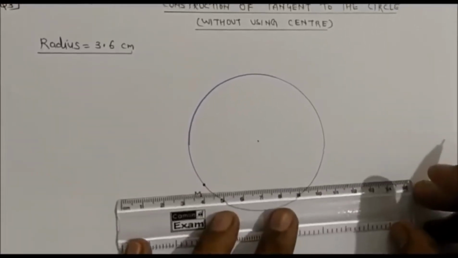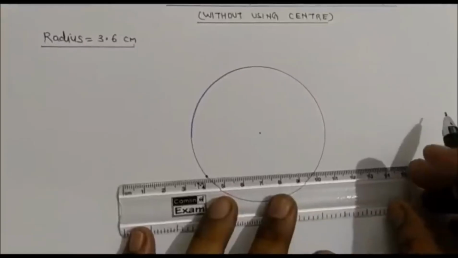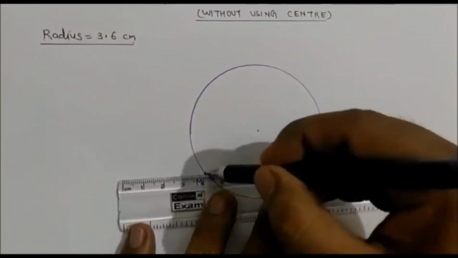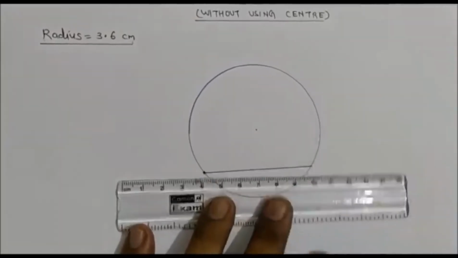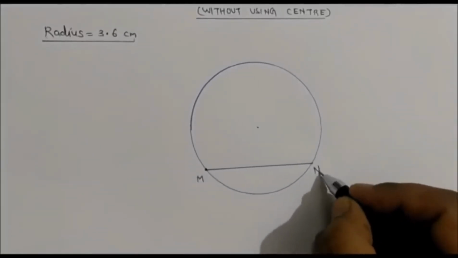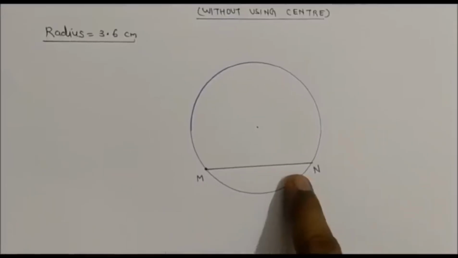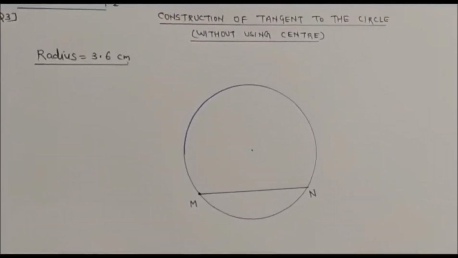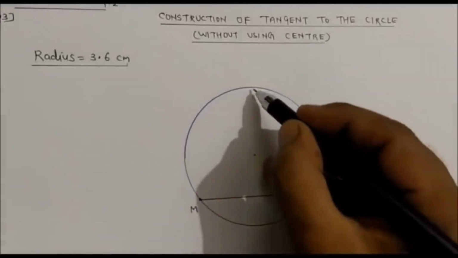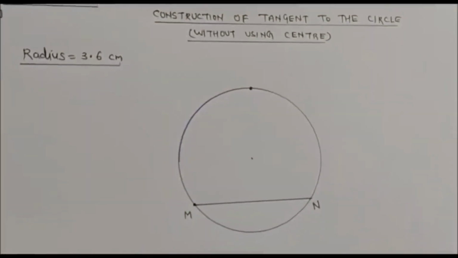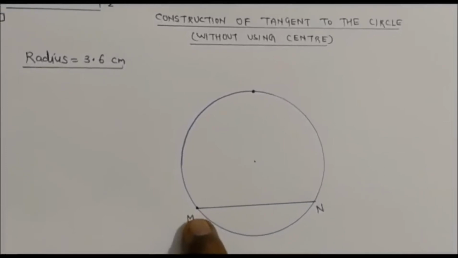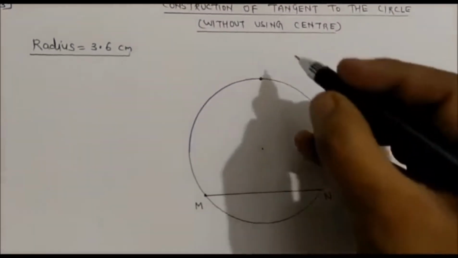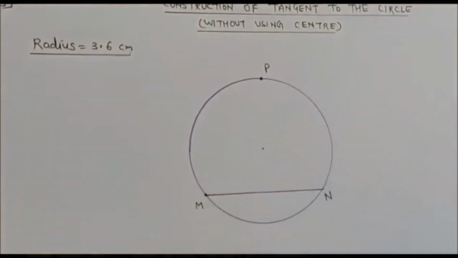So the first step, at this point M, from here we'll draw one chord. Okay, and you can mark this point as N. So this is a chord we have drawn, MN. And the next step is, we are going to take one more point here, say this is point P. I repeat, first we have taken point M here, then take another point, draw a chord, and take one more point here, say point P.